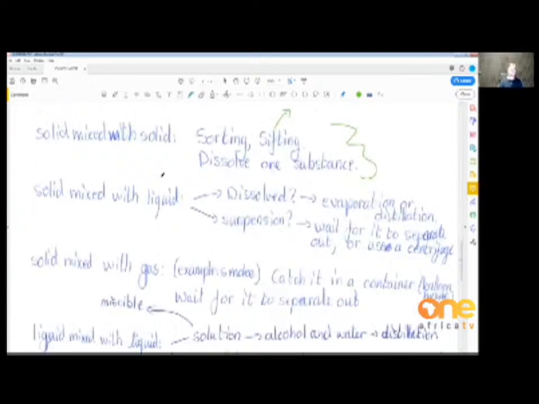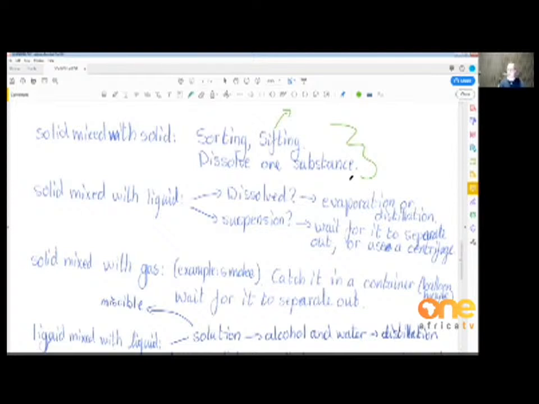If we've got a solid mixed with a liquid, what we do here depends on whether it is dissolved or whether it is in suspension. So what I mean here is dissolved would be something like salt dissolved in water. A suspension would be something like sand in water. So if it's dissolved, then we can use evaporation or distillation in order to get rid of the liquid. Evaporation would happen automatically.